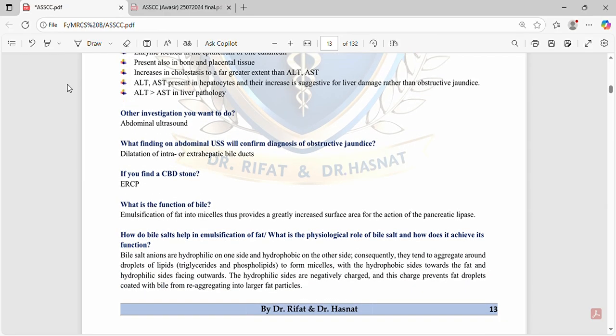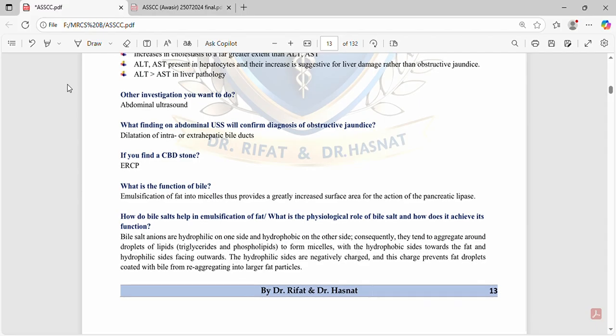Other investigation you want to do is abdominal ultrasound. So whenever there is a patient with obstructive jaundice, the blood investigations are very basic. You will do these. There will be conjugated or total bilirubinemia. Bilirubin will be high, and you start from ultrasound. Always you start from ultrasound and then you go further. If there is weight loss, you can do CT for pancreatic cancers, and you can do endoscopic ultrasound as well, check biopsy and so on.